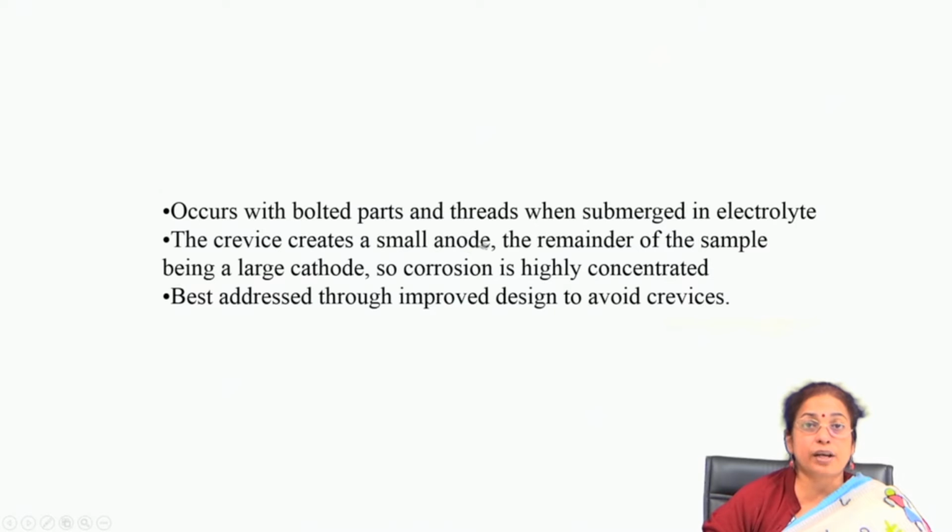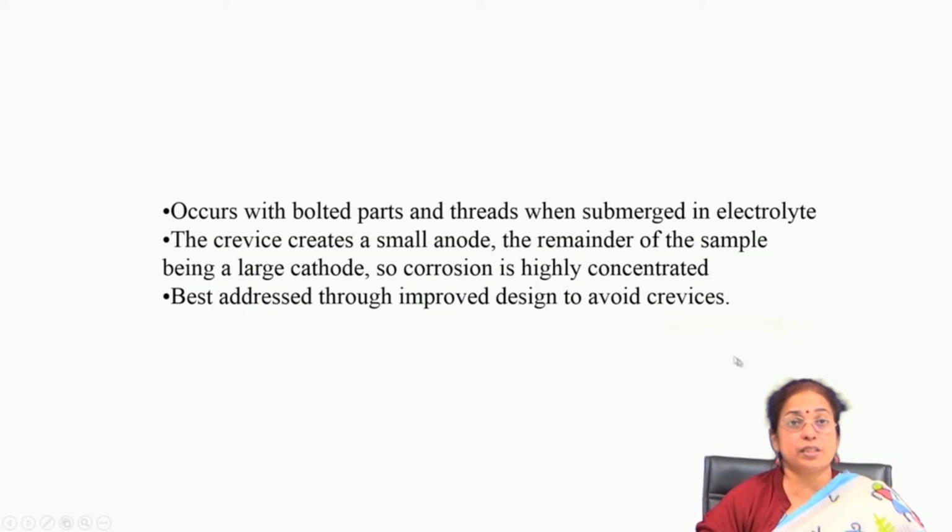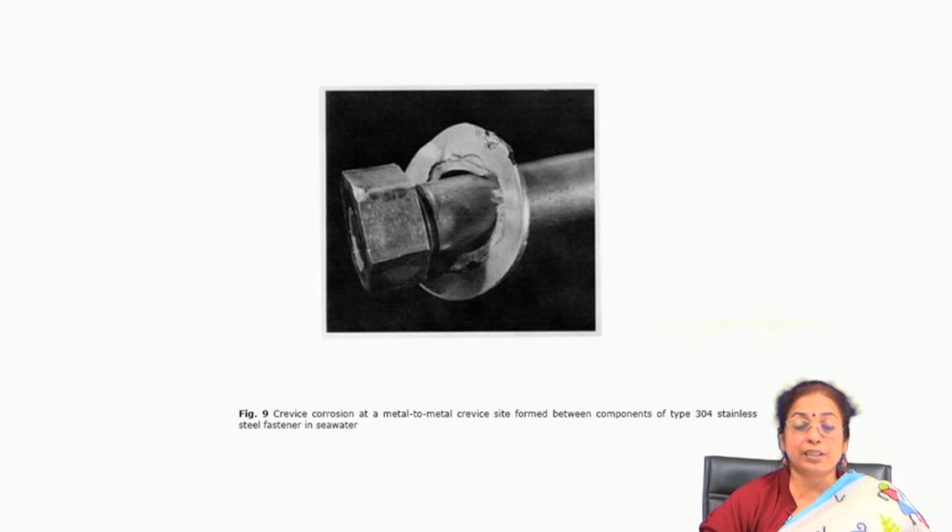The crevice creates a small anode and the remainder of the sample is a large cathode. So, here is another problem: not only the differential aeration cell formation, but also the unfavorable area ratio, because in the crevice region the area is much lower than that of the outside region. Because of the very small anode to cathode ratio, the corrosion rate inside the crevice region is much higher than that of the outer part. So, you have to be very careful and design the component combinations properly, so that you can combat the possibility of crevice attack.